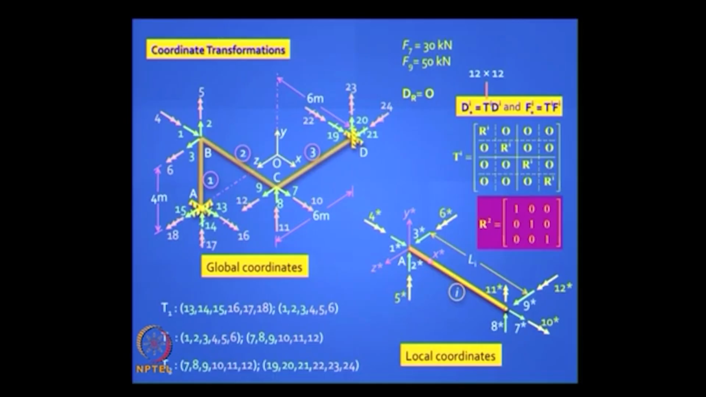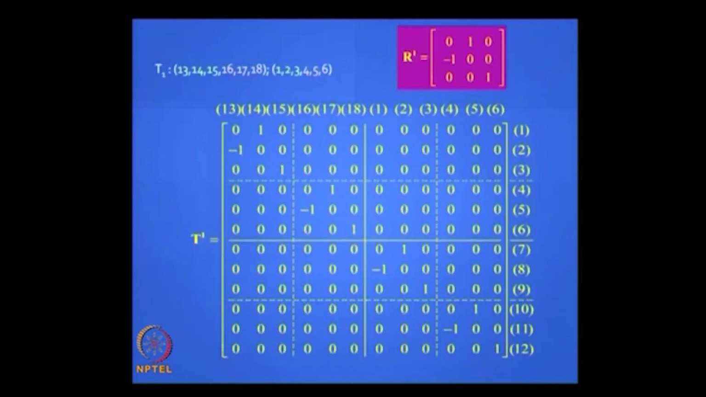The linking coordinates for T1 will be, remember the start node will begin with 13, 14, 15, 16, 17, 18, and the end node will be 1 to 6. Similarly T2, the start node is 1 to 6 and the end node is 7 to 12. T3 start node is 7 to 12, end node is 19 to 20. So you are ready. Then let us go fast.